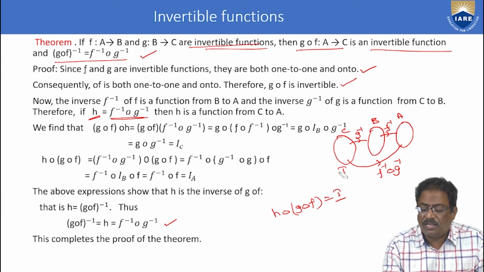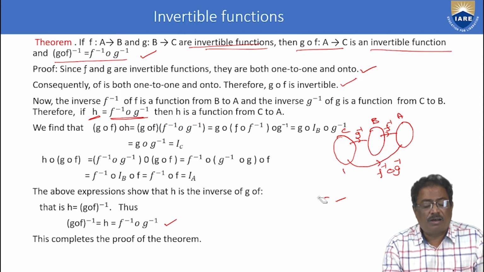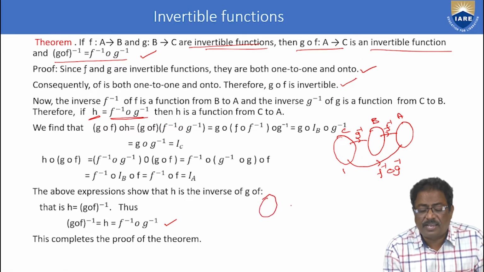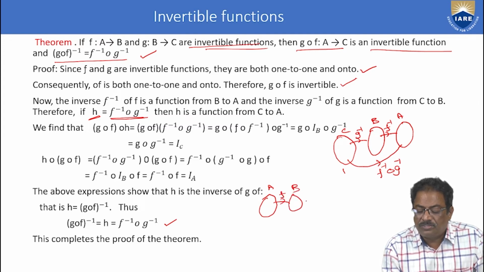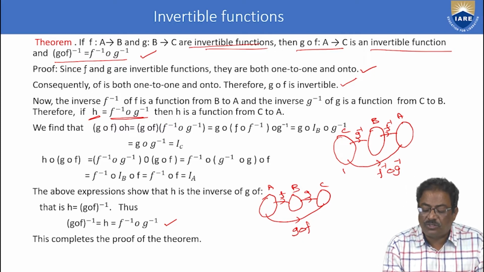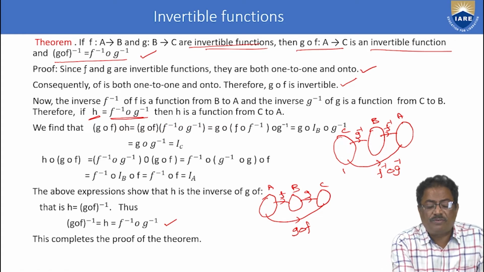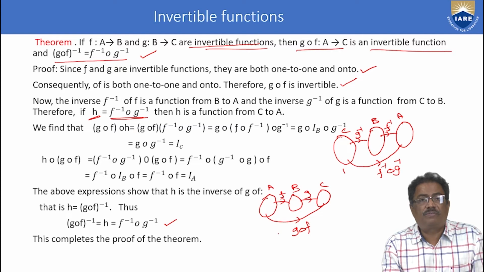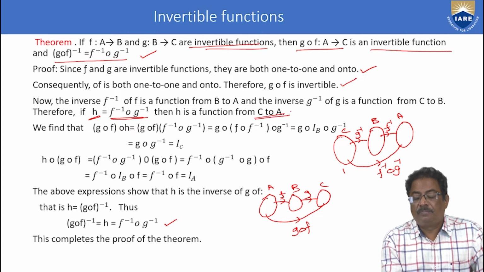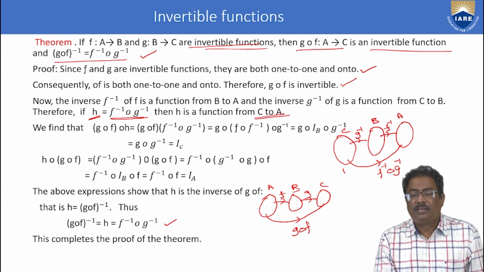What about g of f whole inverse? Once again, f is from A to B and g is from B to C, then g of f is from A to C, so g of f inverse is from C to A. So g of f inverse and this product both are from C to A. Then we are going to verify the equality.